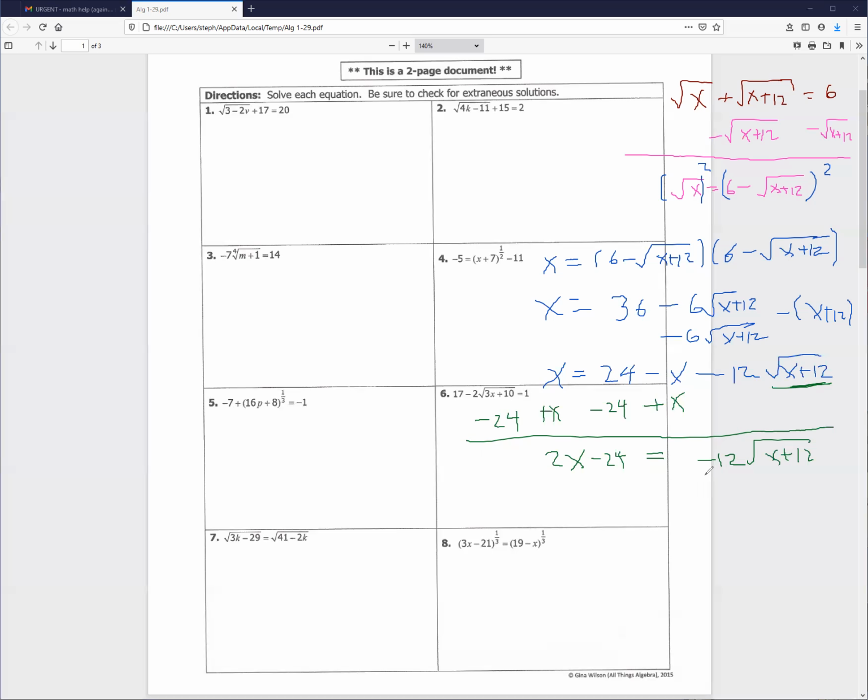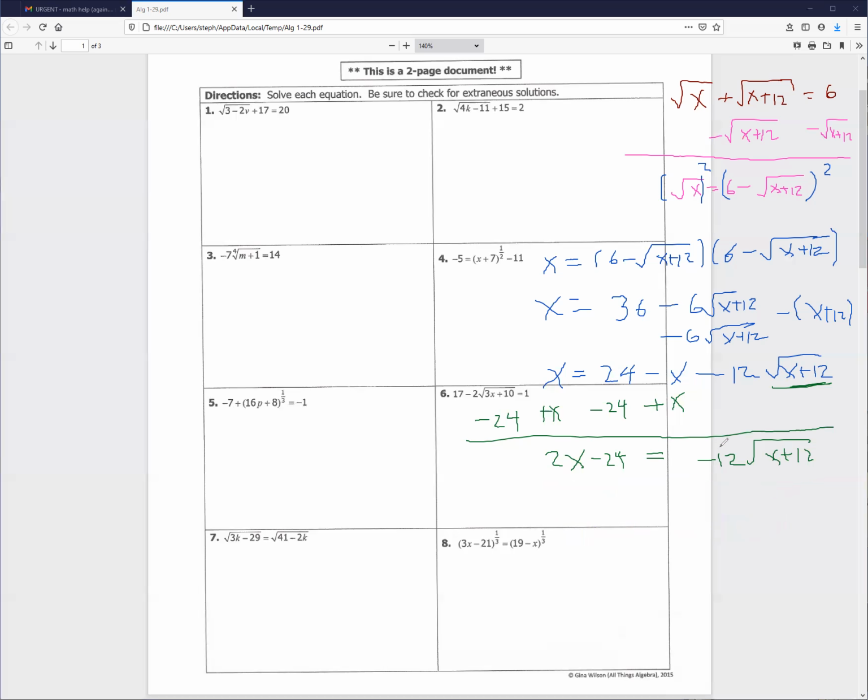I'm starting to run out of decent colors here. And we'll say that 2x over 12, negative 1/6 x plus 2 is equal to the square root of x plus 12. Actually, you know what? I'm not going to fully divide by 12 because that's going to give us icky fractions. I could do this, I could do that, but I think I'm going to back this up because I know what my next step is. Let's just not do that.